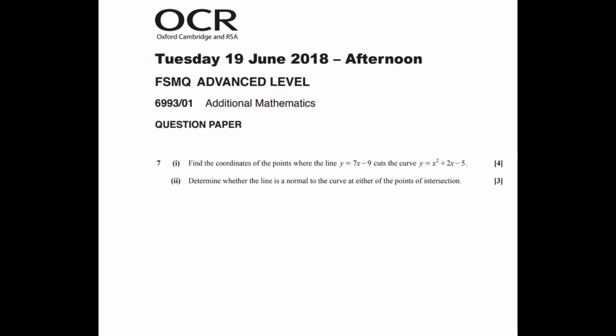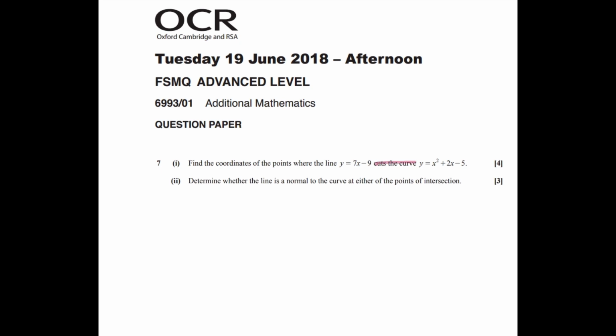This is taken from the 2018 past paper. And there are 2 parts. So we need to find the coordinates of the points where the line cuts the curve. So, the line cuts the curve. What does that mean? That means there's a point of intersection here. Cuts means intersects. So let's use this bit of information and equate the 2 graphs.